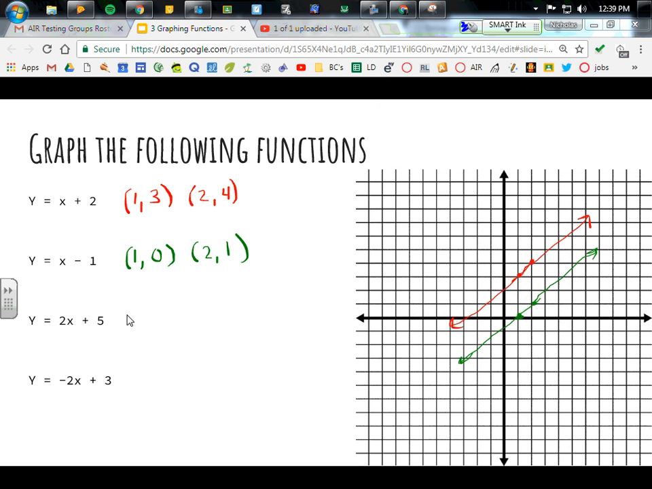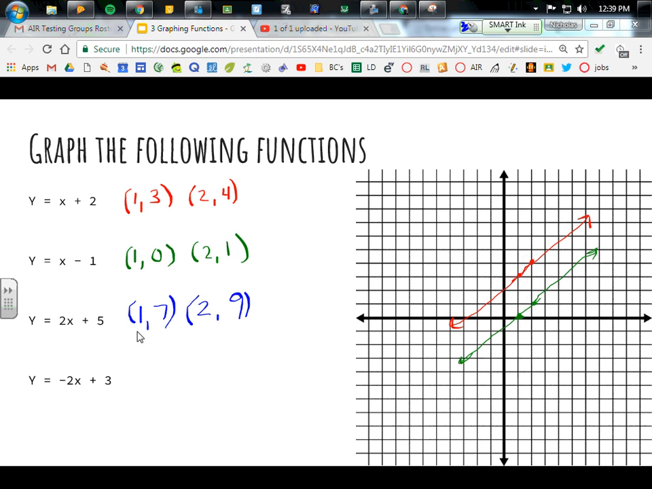y equals 2x plus 5. So I pick a 1 for x. You don't have to pick 1. You can pick a negative 1 or a 0 or whatever, but I like working with 1 and 2. So if I pick 1 for x, 2 times 1 is 2, plus 5 is 7. So 1 and 7 is one of my points. If I pick 2 for x, 2 times 2 is 4, plus 5 is 9.